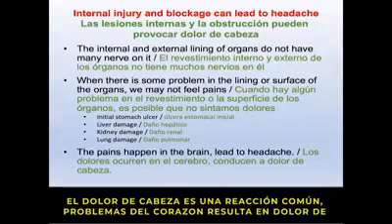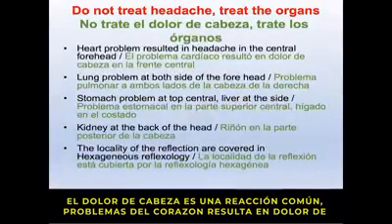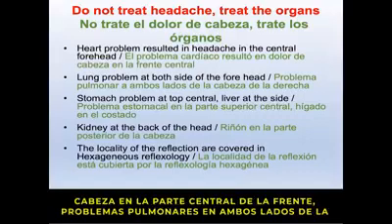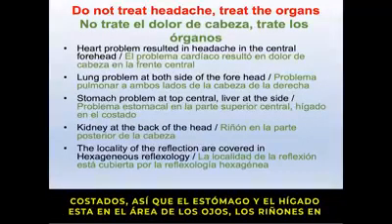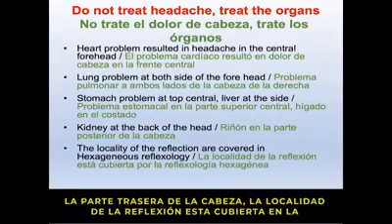Headache is a common reaction. A heart problem will result in a headache in the central forehead. A lung problem is on both sides of the forehead. A stomach problem will be on the top central. The liver is at the side, that means the stomach and liver are at the eye area, near the eye. The kidney is at the back of the head.